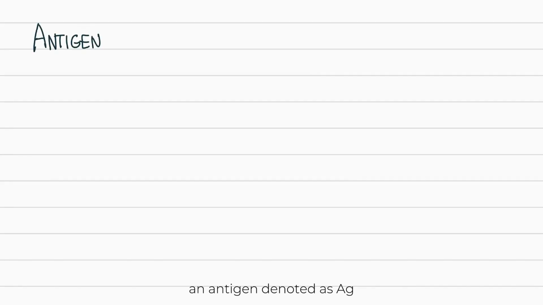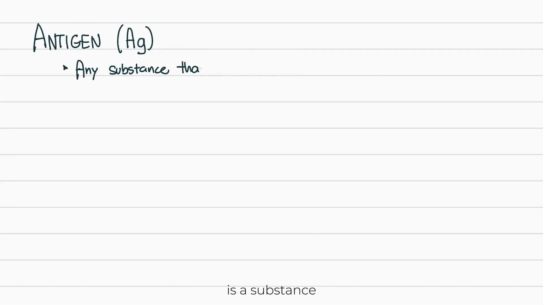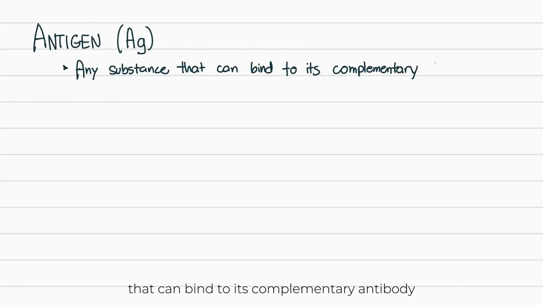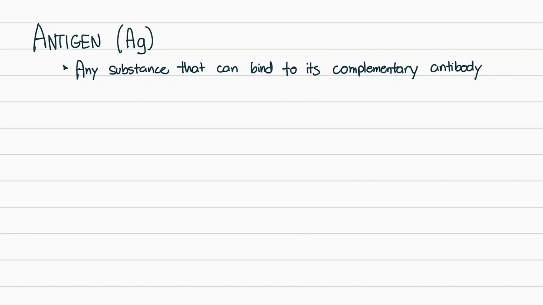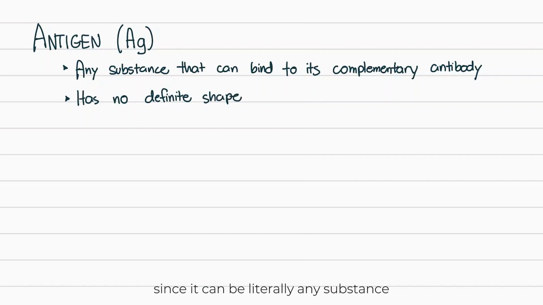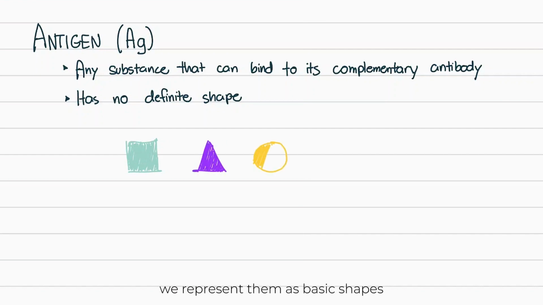An antigen, denoted as Ag, is a substance that can bind to its complementary antibody. When we say complementary, this means that generally, the antibody should be specific, such that it only binds to one antigen. Antigens also have no definite shape since it can be literally any substance. Thus, for the sake of this lecture video and other lecture videos, we represent them as basic shapes.